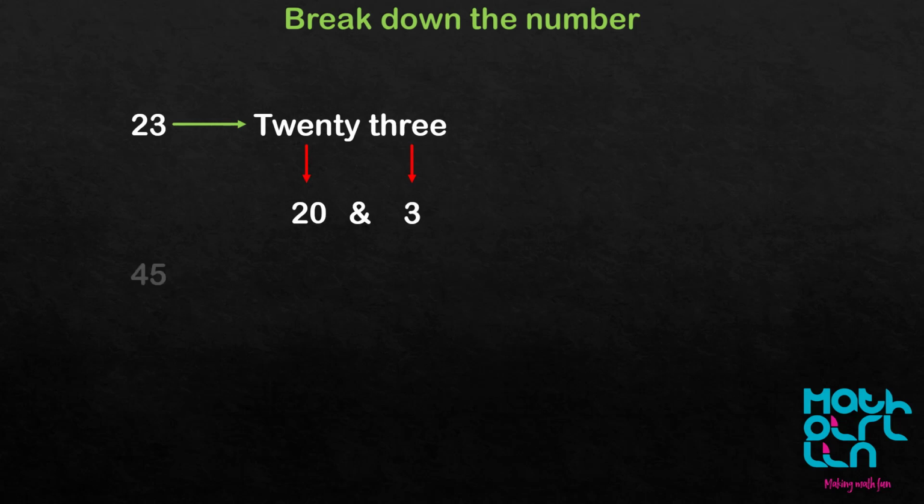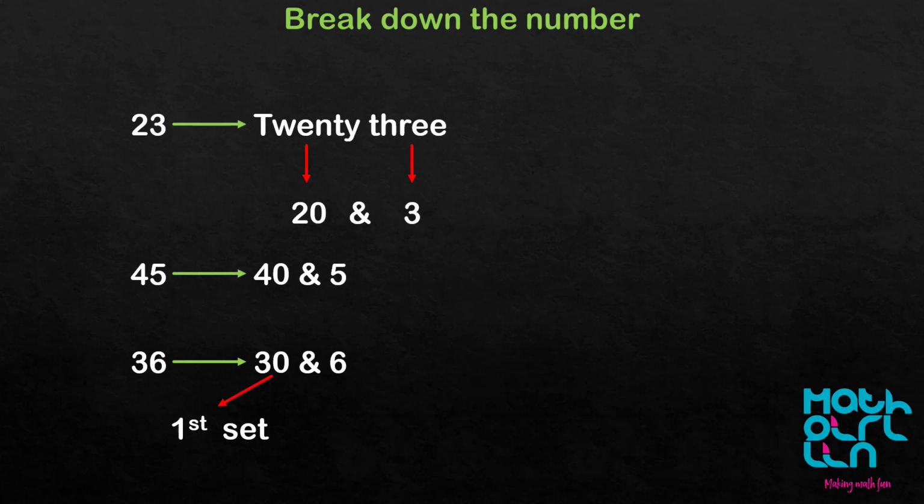So 23. We say 20 and then we say 3. 45. We say 40 and then we say 5. 36. We say 30 and then we say 6. Since we say the numbers separately, let's multiply them separately. Starting with the digit in the tens place, we look at that as the first set to multiply, and then we multiply the unit digit.